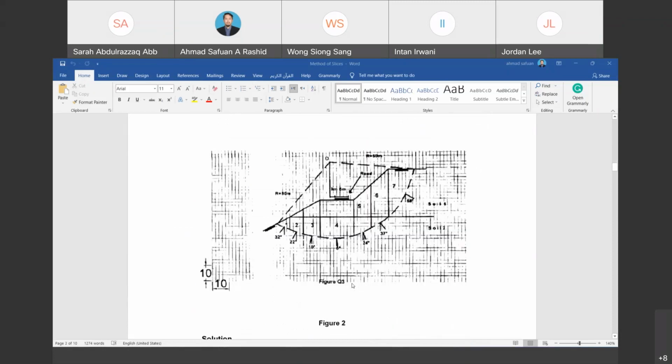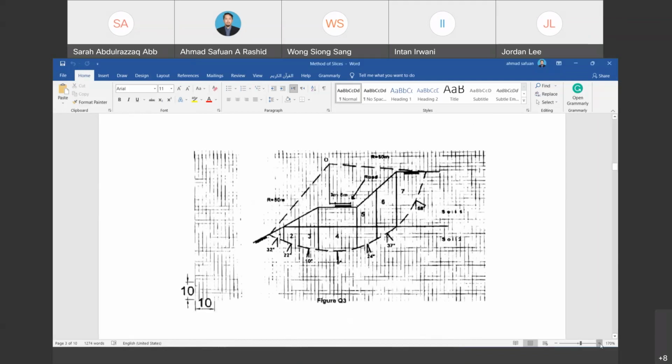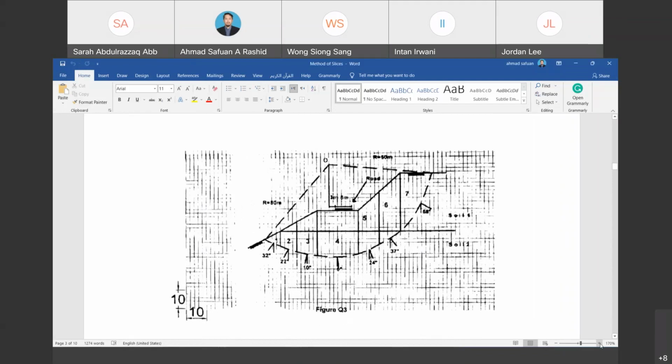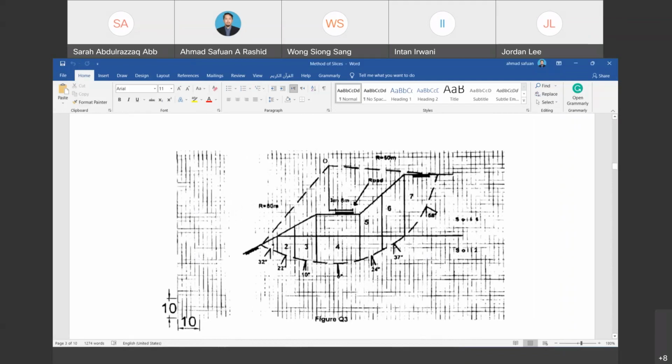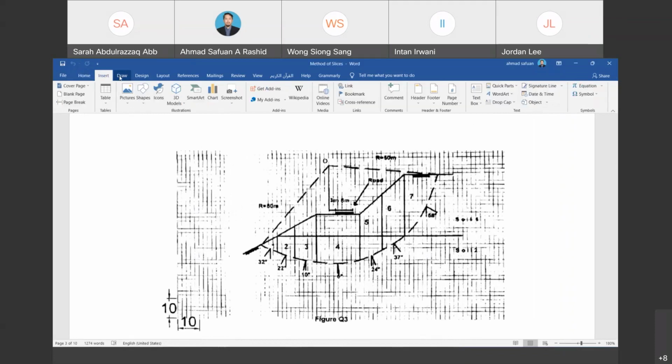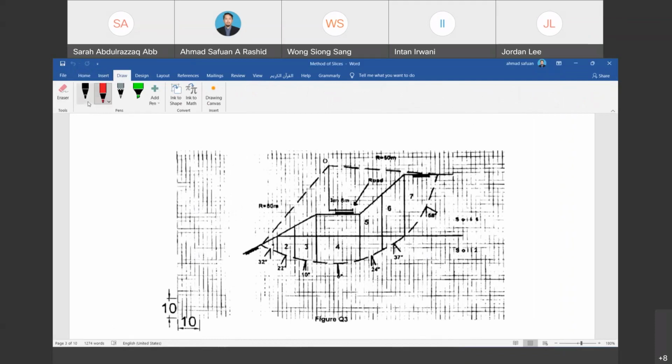Hope you can see this image. That is why it is very important to plot the problems on grid paper, because we can determine the height and also the width of the slice. Okay, let me draw something.